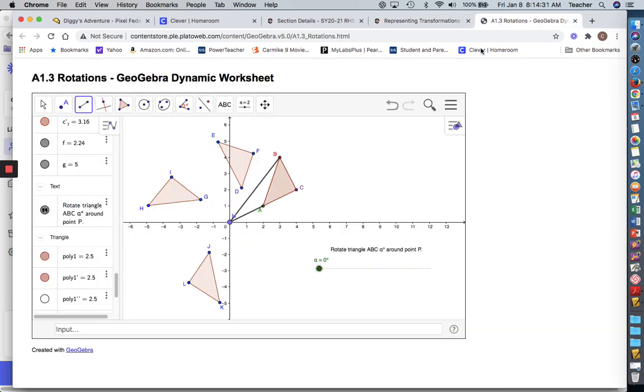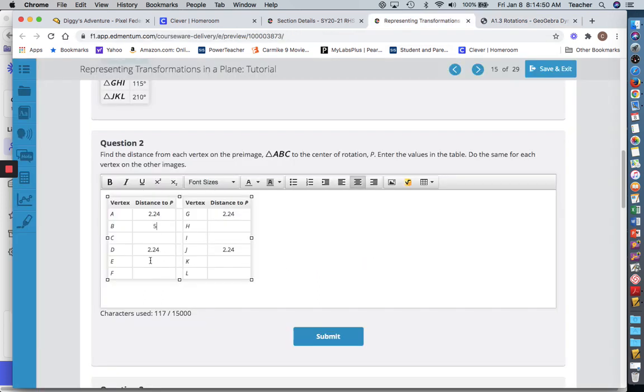And again, because these are rotations, once I rotate around, B becomes B prime. It lands on E. B lands on H, right there. And it looks like B is going to land on K, right there. So E, H, and K will all be the exact same. So E will be 5, H will be 5, and K will be 5.